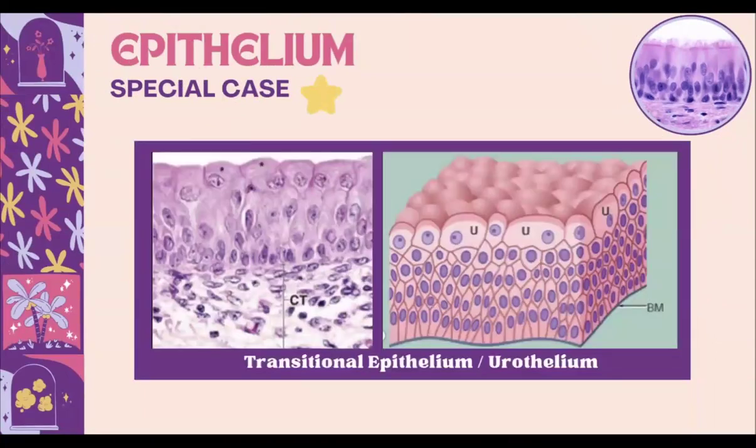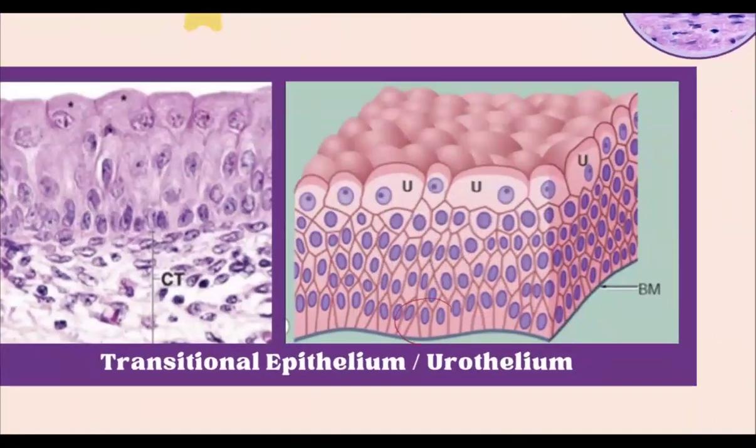Then we have something called transitional epithelium. What these have is a special ability to essentially change their shape very slightly. So they can be very, very flat like this, and then they can start expanding. So they're just transitional. They can change their shape. They have the ability to expand or shrink back to normal. You'd find this in the bladder.